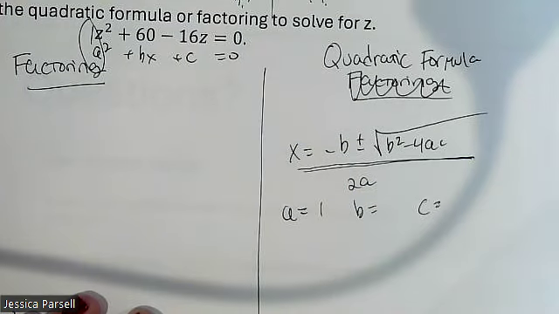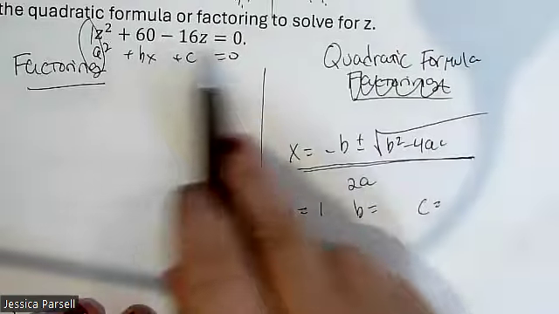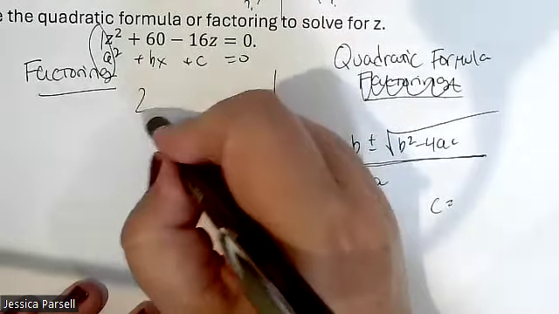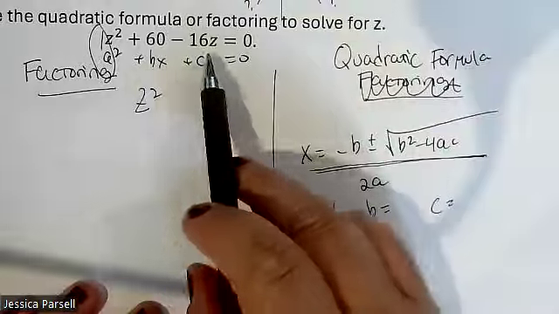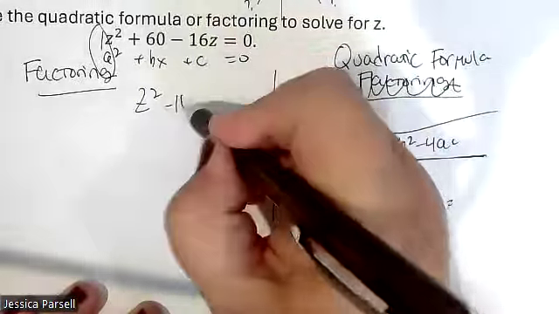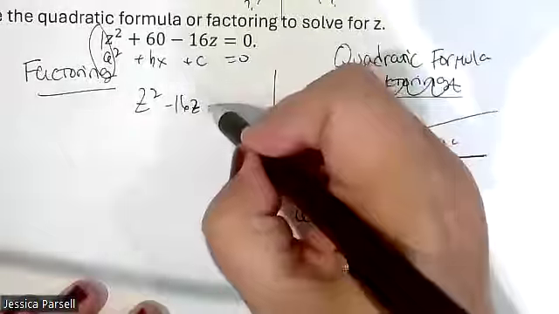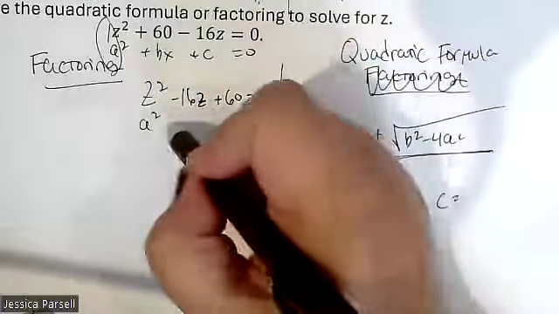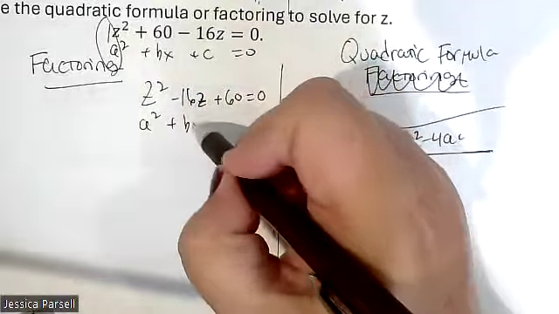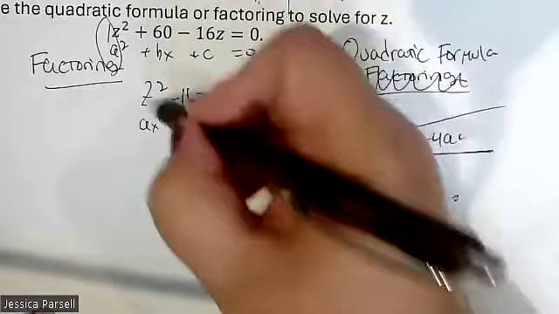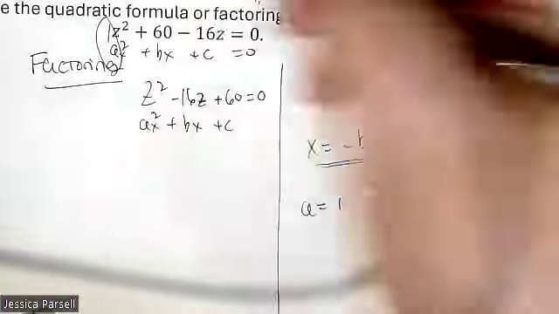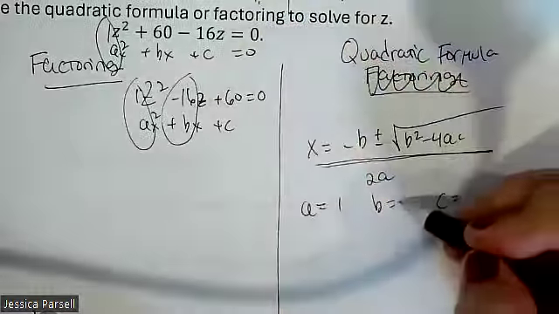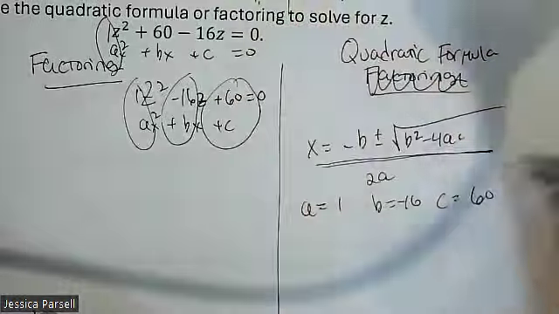Guess what? This is another reason why they were trying to trick you. This is not written in the right format. So let's rewrite that. It should be the squared term, which we have. Then we need the term with the x or the z on it. That's this guy right here. And then we need the constant, which is plus 60. Tricky, tricky, sneaky, sneaky. All right, let's try that again. Ax squared plus bx plus c. Okay, so our a value is still 1. B value is now negative 16, and C value is 60.